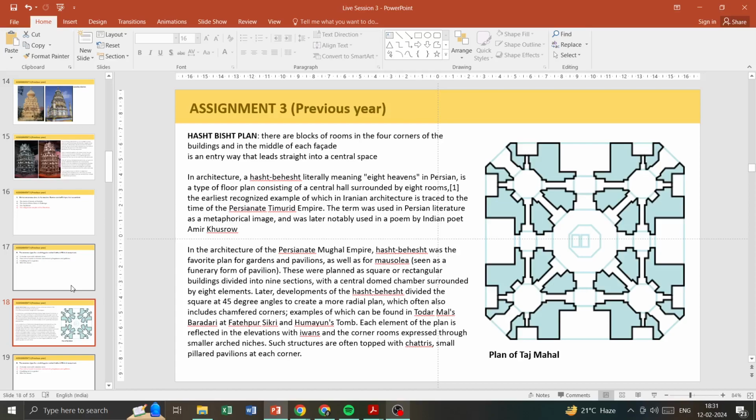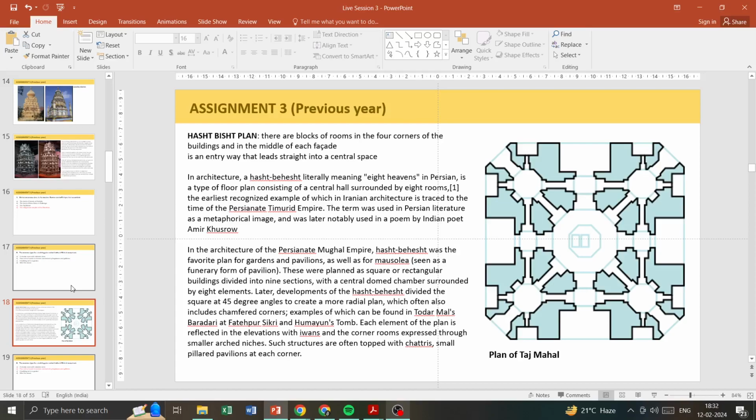These were planned as square or rectangular buildings divided into 9 sections with a central domed chamber surrounded by 8 elements. Later developments of the Husht Bihisht divided the squares at 45-degree angles to create a more radial plan, which often also includes chamfered corners, examples of which can be seen in Todermal's Baradari at Fatehpur Sikri and Humayun's tomb. Each element of the plan is reflected in the elevations, and ivans and the corner rooms are expressed through smaller niched arches. Such structures were often topped with chhatris, small pavilions at each corner. Taj Mahal is also an example of it.